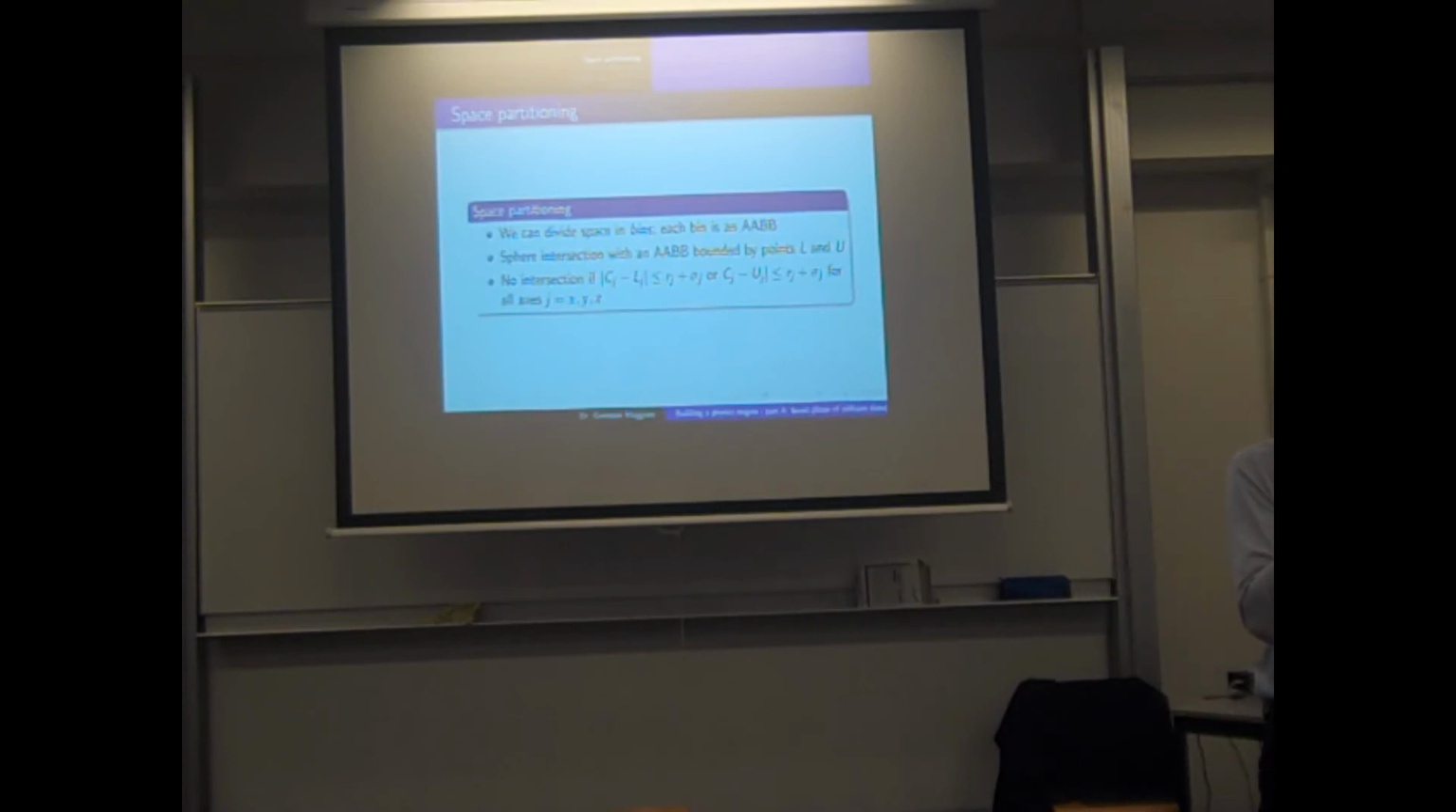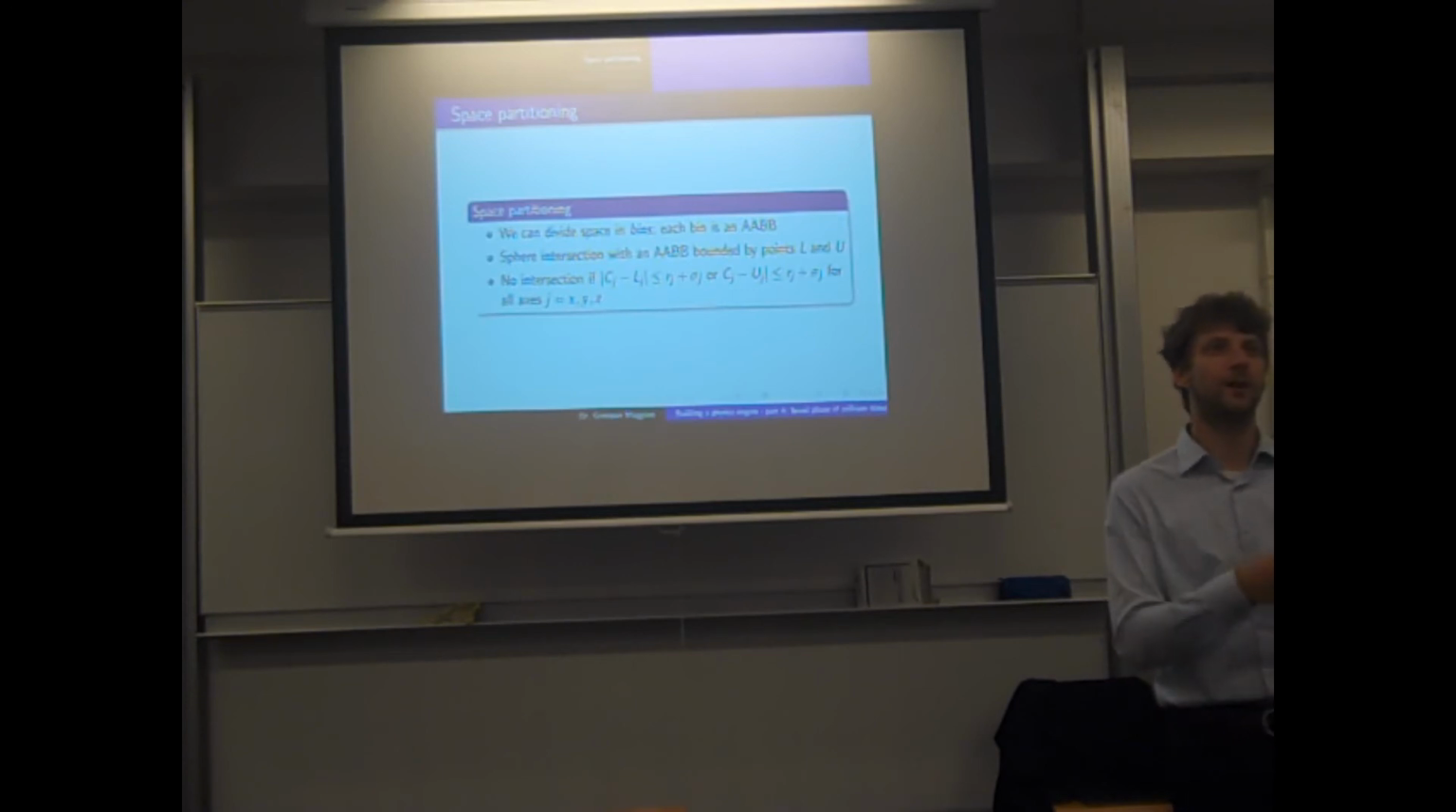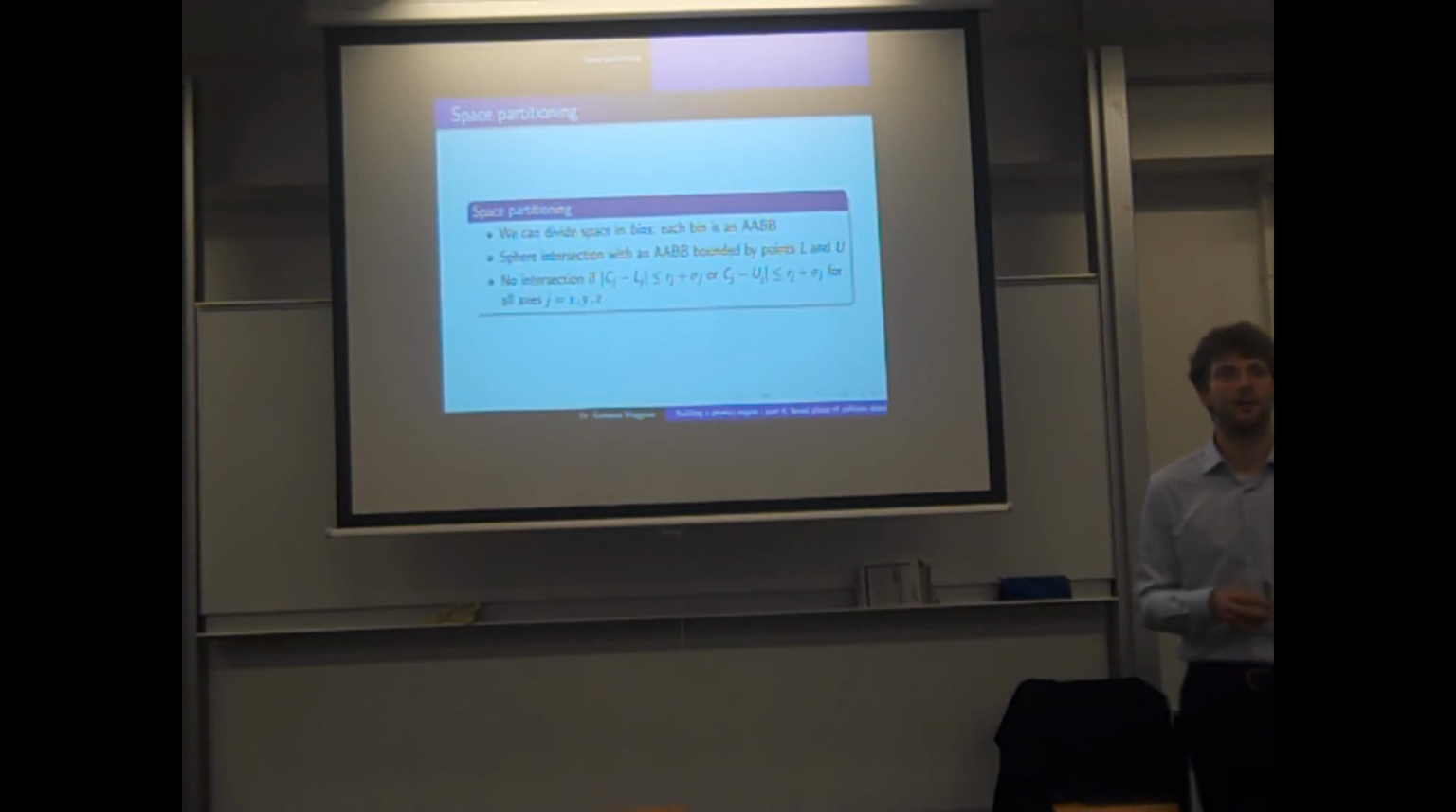Times 3, but that is absorbed by the... times k divided by 2. Yeah, that's fine. The divide by 2 is a constant factor, so we don't care. But it is, yes, n times k. Because for every bin, you have to check all the spheres.